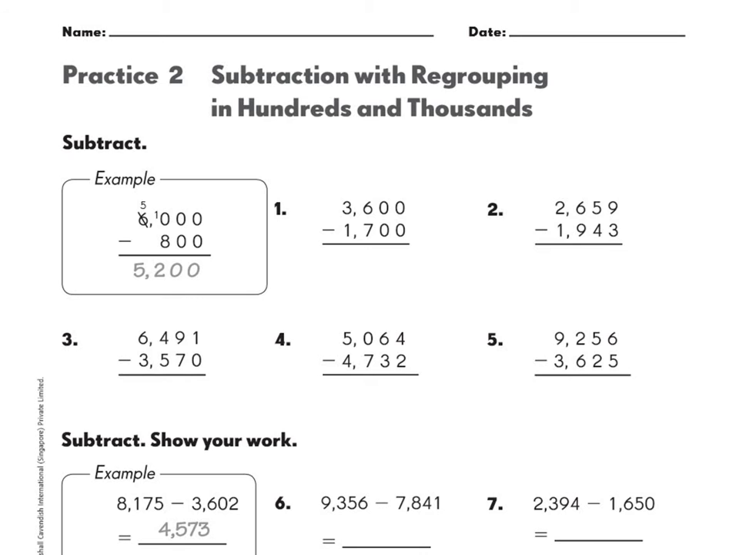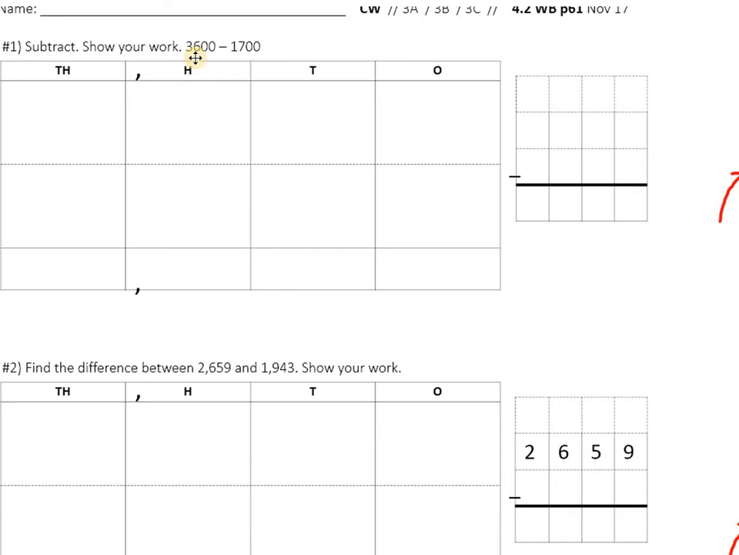Now, this is the workbook page, and you'll notice that this first problem is 3,600 minus 1,700. And I've created a worksheet using the same numbers, 3,600 minus 1,700. So we're going to take these two numbers and record them over there. That's how we're going to start our subtraction. So 3,600: 3 in the thousands place, 6 in the hundreds, 0 tens, 0 ones, and then 1,700: 1, 7, 0 tens, and 0 ones.